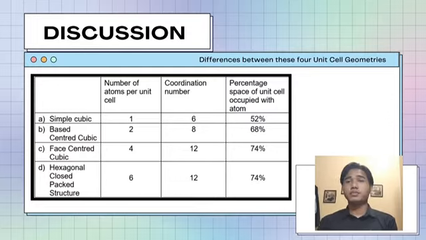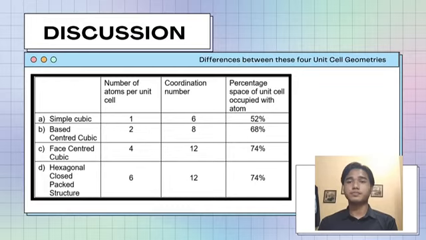First, the difference between the 4 unit cell geometries. First, number of atoms per unit cell. For simple cubic, it had 1, body-centered cubic, it had 2, face-centered cubic had 4, and hexagonal close-packed structure had 6. For the coordination number, simple cubic had 6, body-centered cubic had 8, face-centered cubic and hexagonal close-packed structure had 12. For the percentage of space, simple cubic had 52%, body-centered cubic had 68%, face-centered cubic and hexagonal close-packed structure had 74%.